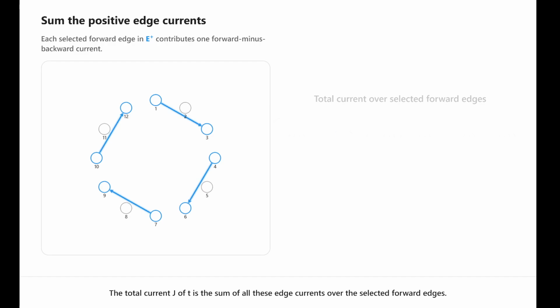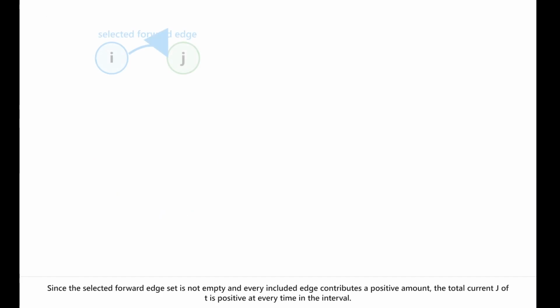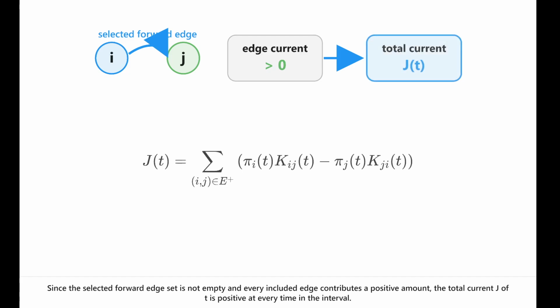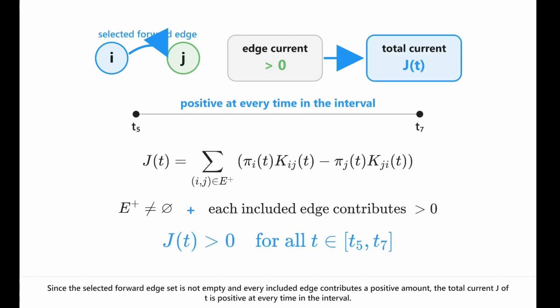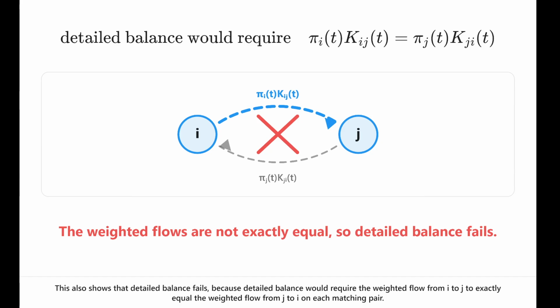The total current J of t is the sum of all these edge currents over the selected forward edges. Since the selected forward edge set is not empty and every included edge contributes a positive amount, the total current J of t is positive at every time in the interval. This also shows that detailed balance fails, because detailed balance would require the weighted flow from i to j to exactly equal the weighted flow from j to i on each matching pair.